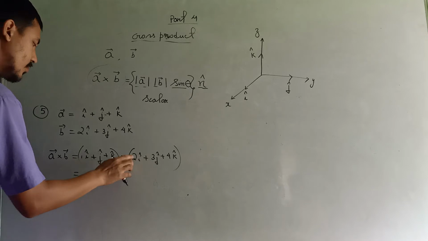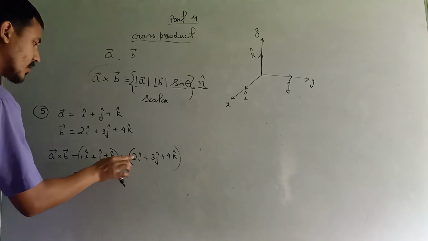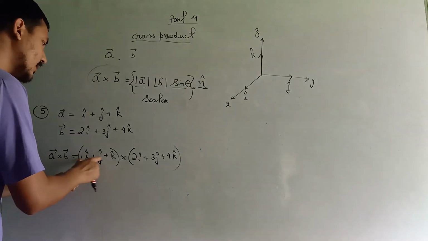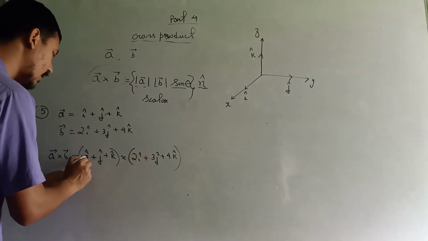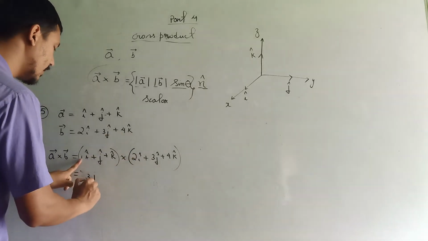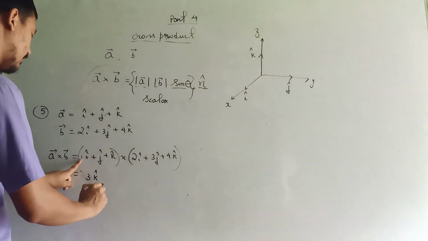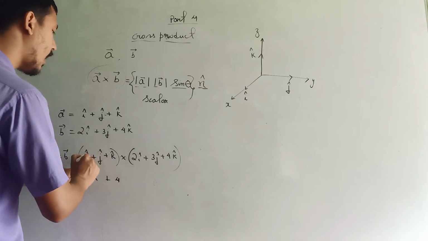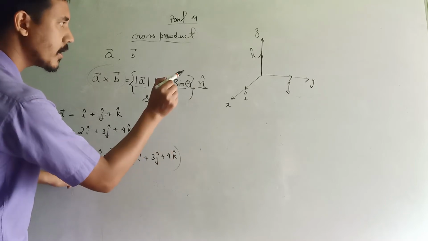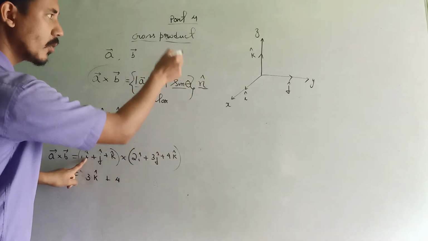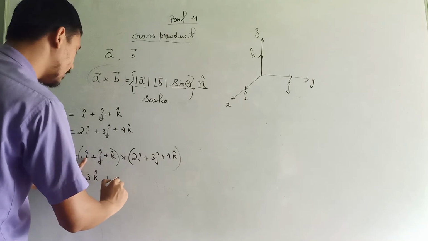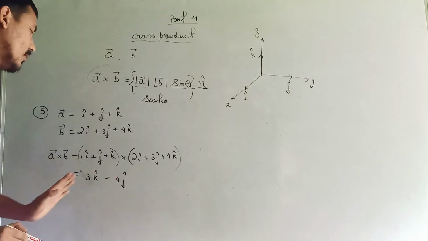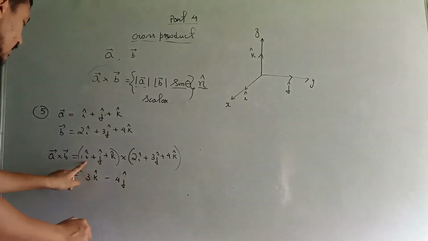So 1 times 2 is 2, but i cross i is 0. 1 times 3 is 3. i cross j will be k. And then plus 1 times 4 is 4. i cross k, going clockwise, will be minus j. So I'm going to write here minus j. And we can do that product. Okay, so this is done, right?